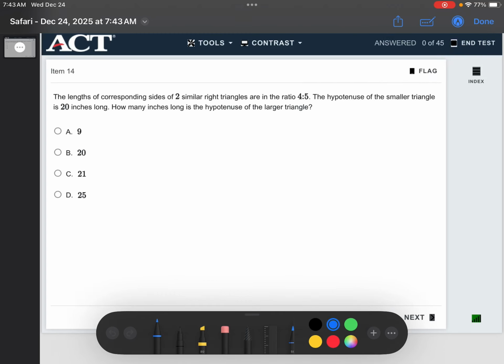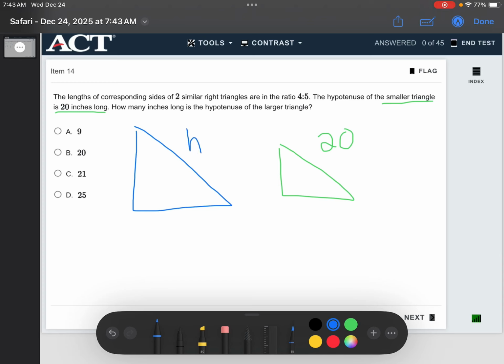All right, so we have two similar triangles. One's bigger than the other, so I'll go with our blue triangle being the big one, and a green triangle being the small one, right? It tells us the hypotenuse of the smaller triangle is 20 inches long. So there's our hypotenuse. We don't know the hypotenuse of the larger triangle. That's what we're trying to find. Remember, the hypotenuse is always the side that's across from the 90-degree angle. And then we're in this ratio of 4 to 5. So the smaller triangle has to have the smaller side, so that's the 4. And then the bigger triangle has to have the bigger side, that's the 5. And you could put it on the bottom if you want. I just arbitrarily put it on the side.